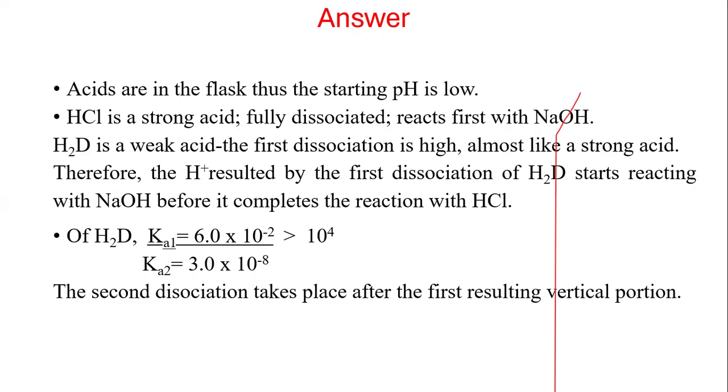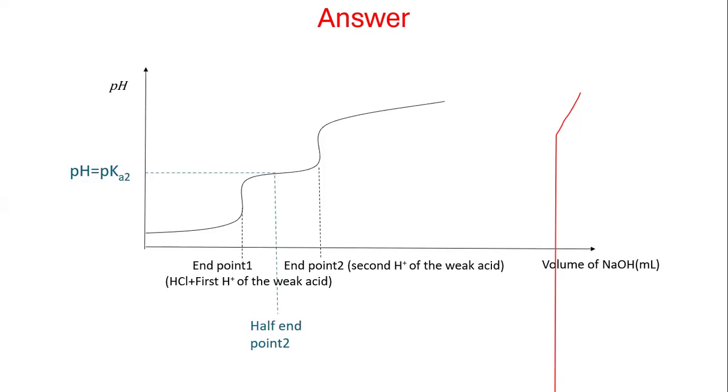I have written only a part of it, right? So now here you justify the initial part only, right? But the curve, okay, what is there at the beginning? Low pH, then okay, what is going to be titrated? Endpoint 1, HCl and first H plus of the weak acid. Then when it is over, you get a rise in pH.